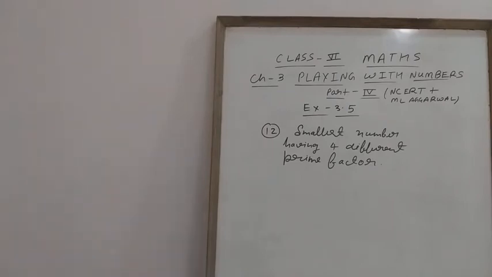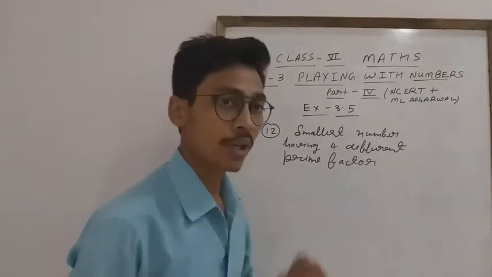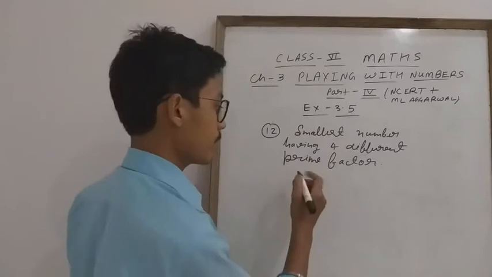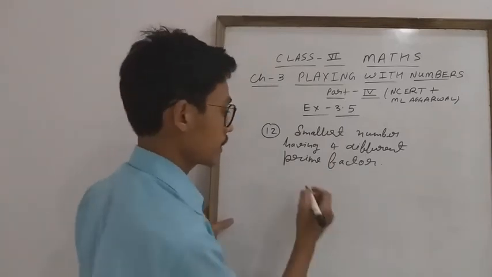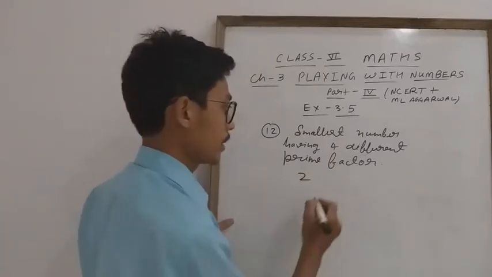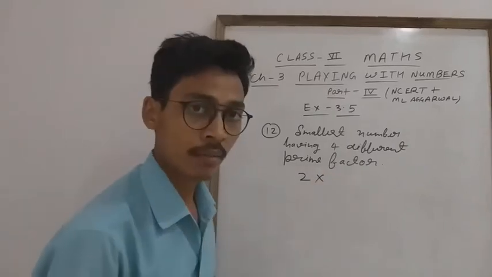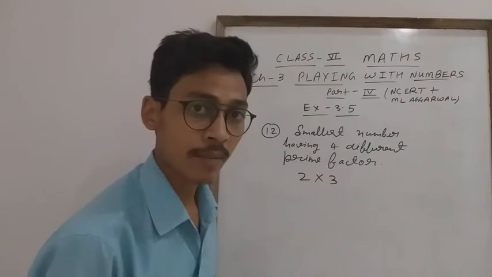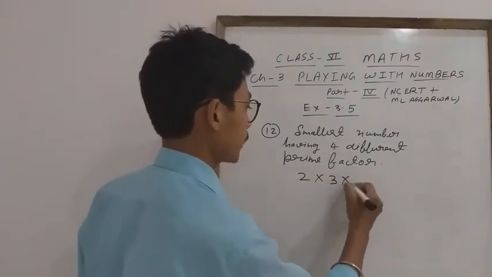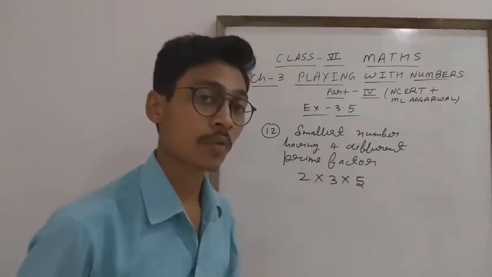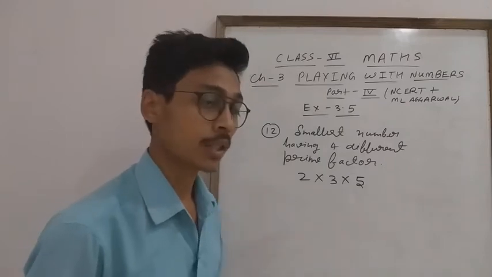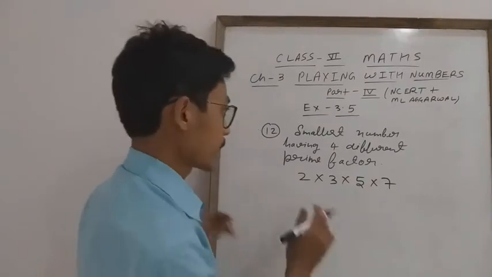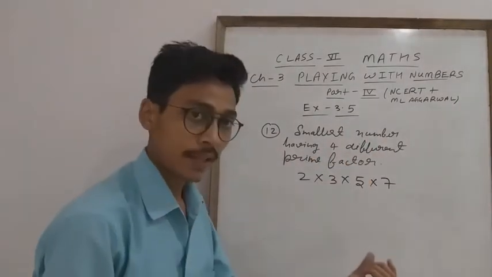Okay everyone? So students, for the smallest number having 4 different prime factors, you will start from the prime numbers. The smallest prime number, students, is 2. Clear? Multiply. Again the next number is the prime number 3. Again the smallest prime number after 3 is 5. 4 will not come because 4 is a composite number. Again, students, 7. Okay? It is given: smallest number having 4 different prime factors.